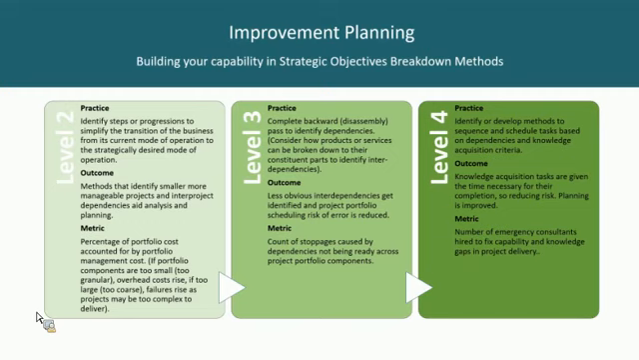Not a lot of organizations are undertaking this at a strategic level. By the time we get to level 4, what are we looking at? Developing methods to sequence and schedule tasks based on dependencies and knowledge acquisition criteria. And if we look at the metrics, once again, a level 2 metric is very much just looking at the costs of it: how much of the percentage of portfolio cost is accounted for by the management. But by the time we get to level 4, we're looking at, well, the number of emergency consultants hired to fix capability and knowledge gaps in project delivery, with the goal being to drive that to 0, or as close to 0 as is physically possible.